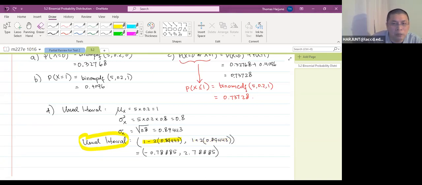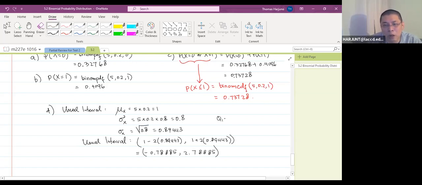I did mention around 1 month ago that the usual interval may also be done by the first quartile minus 1.5 interquartile range up to the third quartile plus 1.5 interquartile range. The result is usually the same. However, the result will be better when do we use this one? When do we use the twice standard deviation way?